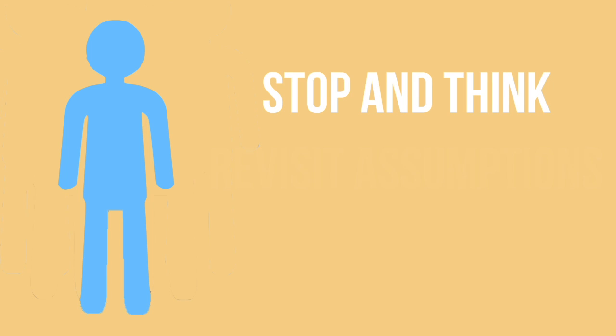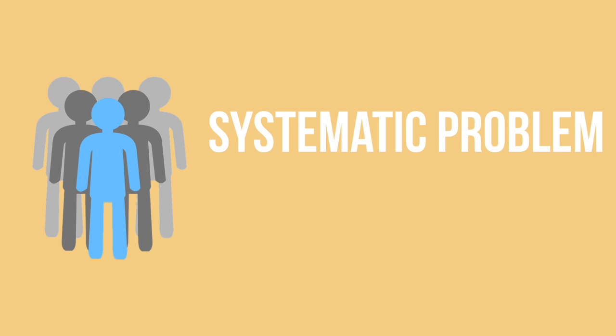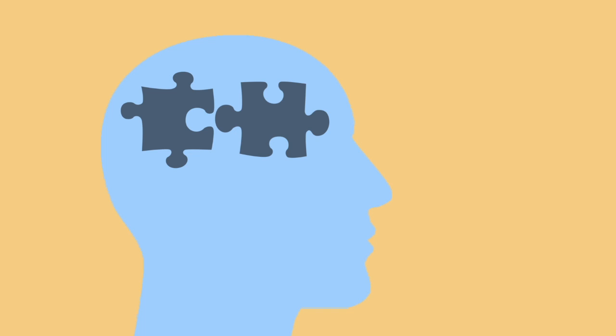It can be events and circumstances that make one stop and think, revisit one's assumptions, or impact one's personal and professional learning. At the collective level, it can be a systematic problem from organizational maladaptation or an issue arising from stakeholders. The incident is defined as critical when the actions taken contributed to an effective or ineffective outcome. All incidents pertain to matters such as culture, knowledge, competence, relationships, beliefs, emotions, communication, or treatment.